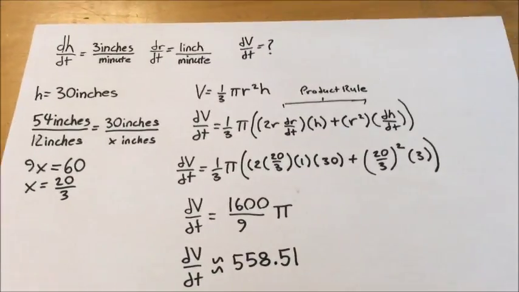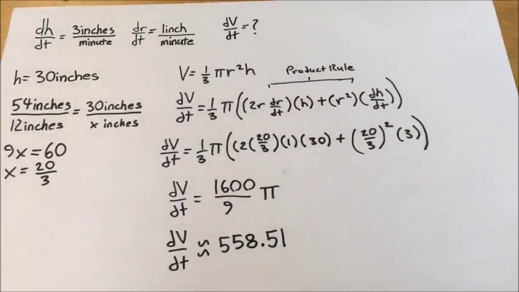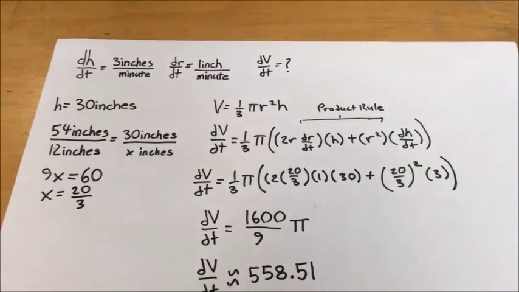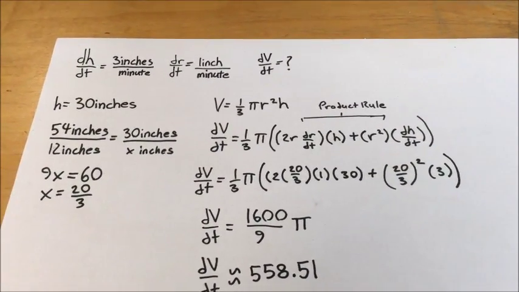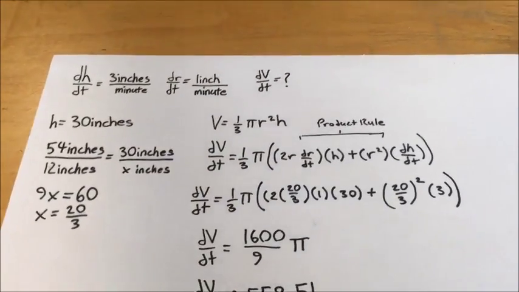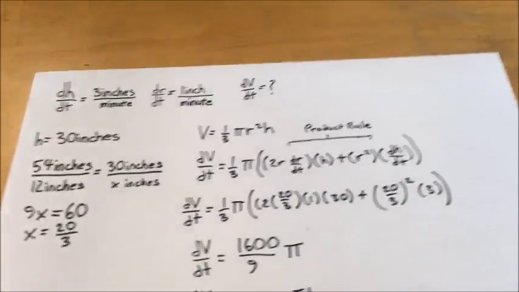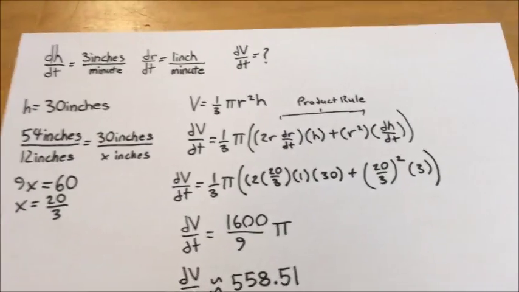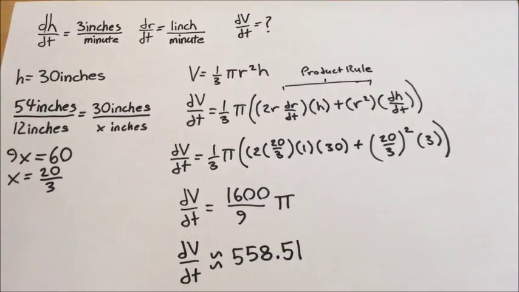What do we know for this equation? Well, we already know the rate of change of the height is 3 inches per minute. We know the rate of change of the radius is 1 inch per minute, but we don't know the change in volume. That's what we're trying to find out. Now, we know the volume formula for a cone is going to be 1/3 pi times radius squared times the height.